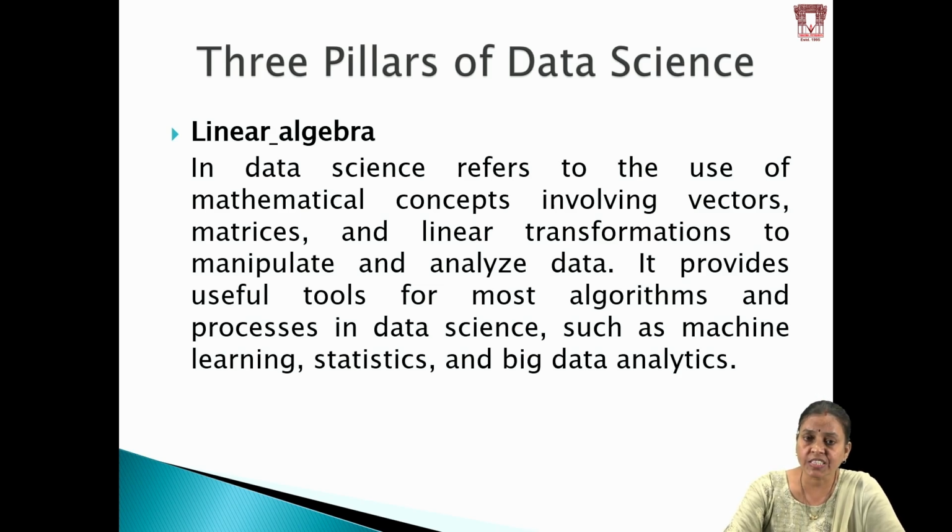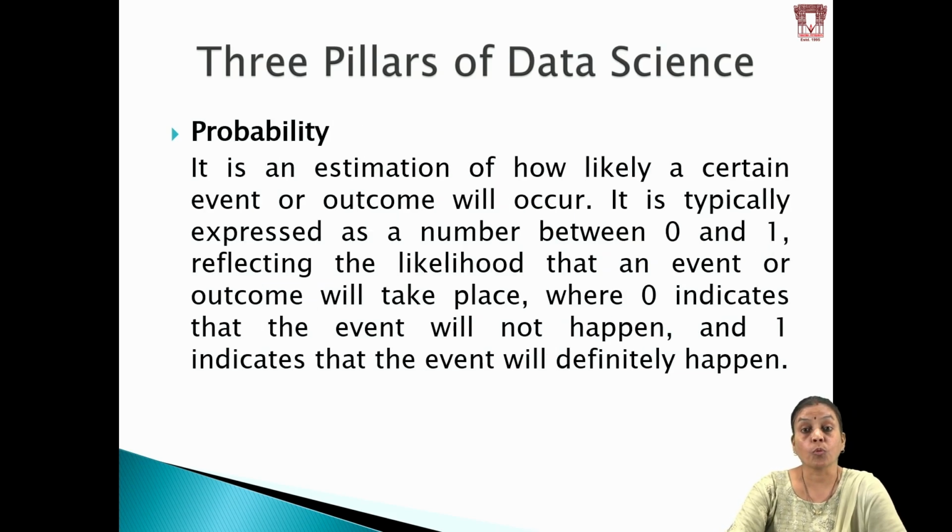So these are all the specific roles, these are the specific uses of linear algebra, how it helps in data science. Let us move to the next pillar, that is probability. As we know, probability is an estimation of how likely a certain event or outcome will occur. It is expressed in zeros and ones, or we can say true or false, which reflects the likelihood of an event taking place. We have seen that 0 indicates it does not happen, and 1 indicates it happened. So this is probability.